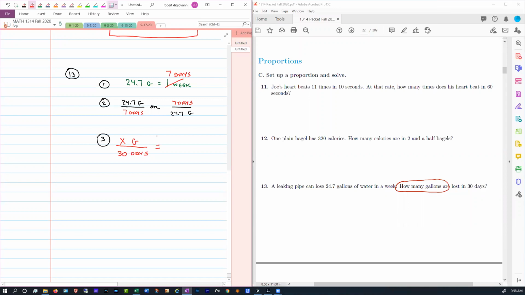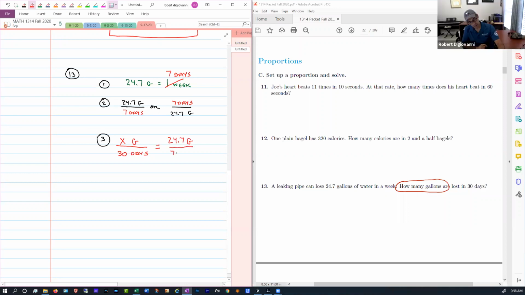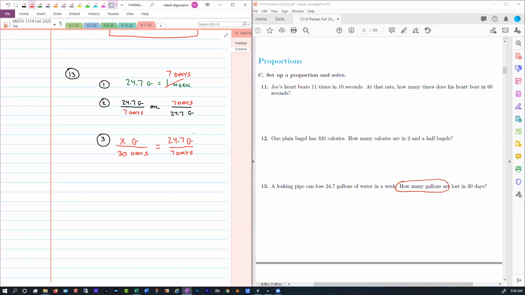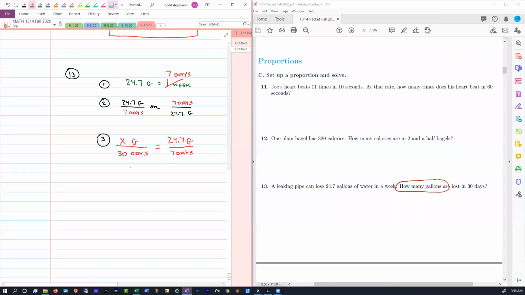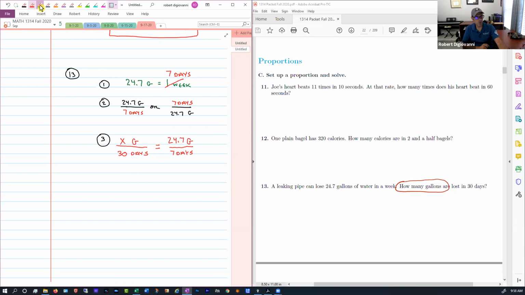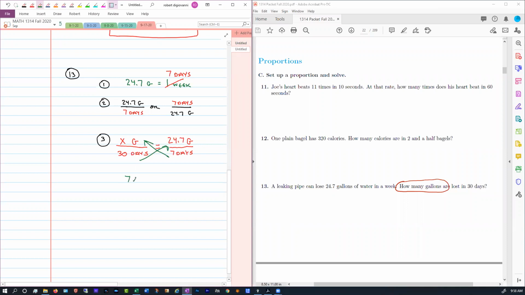For step 3, I put equal to 24.7 gallons over 7 days. Good. And that's because we needed the gallons on top, because that's what we were solving for. Now, did you actually get an answer, Lauren? Yeah, so I cross multiplied. When you cross multiplied, you got what? After I cross multiplied, it was 7x. What was your equation? It ended up being 7x is equal to 741 over 7.